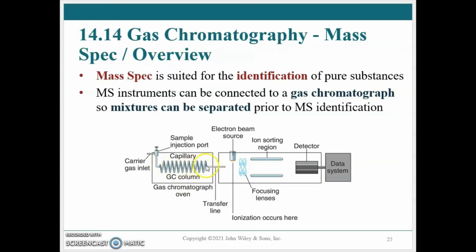And as they are eluted from the separation column, there's a transfer line, and these gas phase molecules enter into the very low pressure regime of the mass spectrometer. They're ionized by the electron beam, and then using electric fields and magnetic fields, they can be focused and sorted, and then strike the detector to collect the data.